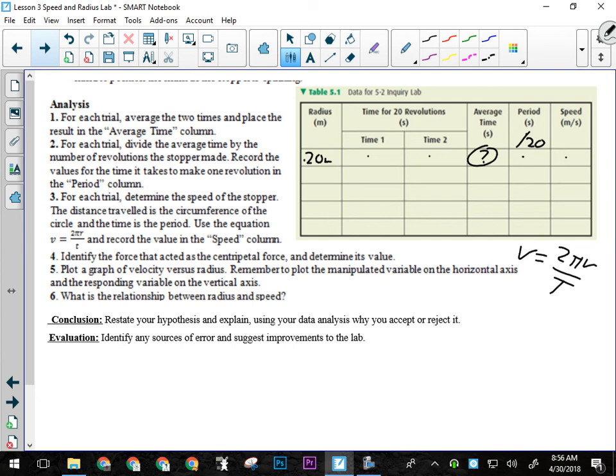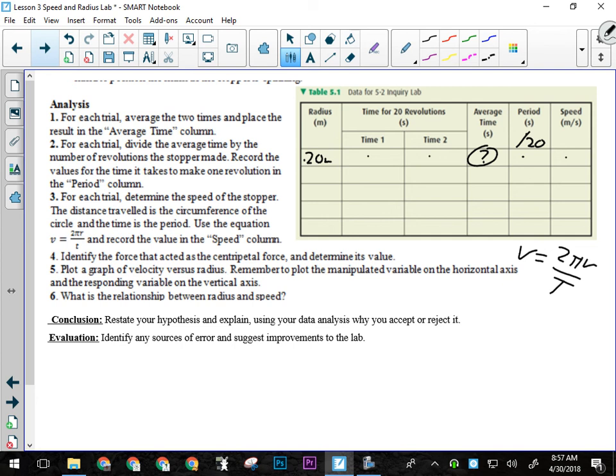As always, conclusion, restate your hypothesis, and then some explanation as to why it's accepted or rejected. And then sources of error. There's a few in this one, right? And they're fairly easy to identify. Ways to fix them, less so, but you'll figure something out. Any questions?